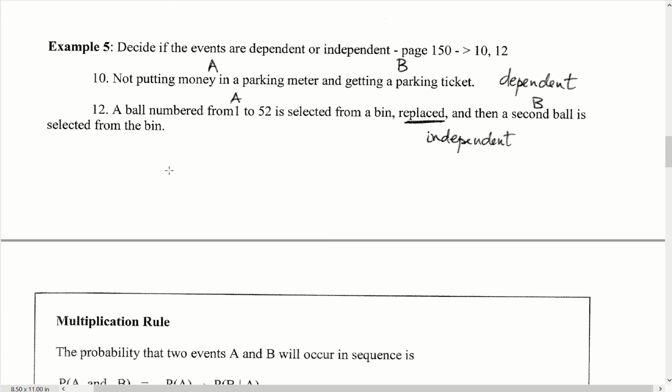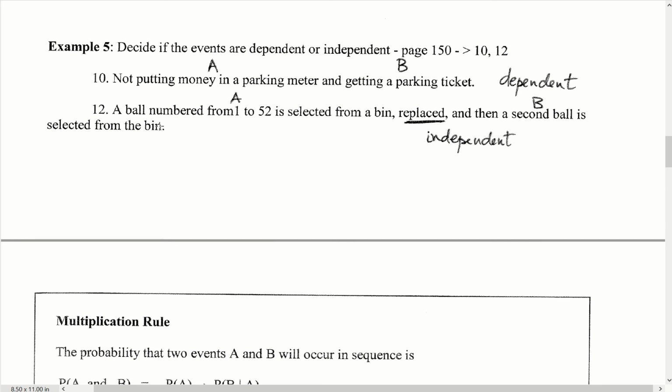Let's take a look at example 5. They ask us to determine whether the event would be independent or dependent. If we look at the event of not putting money in a meter and the event of getting a ticket, those 2 events would be dependent. In other words, not putting money in a meter would definitely influence it. That would actually increase our probability of getting a ticket. So because event A will impact the probability of event B occurring, those 2 events would be dependent.